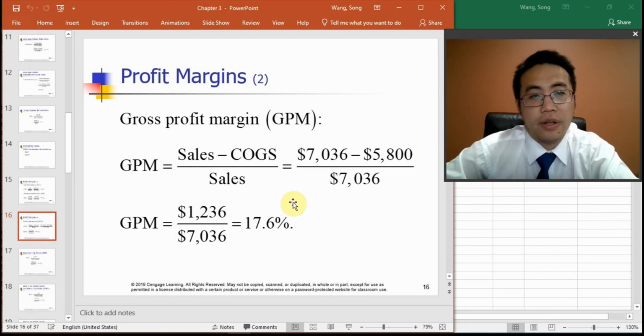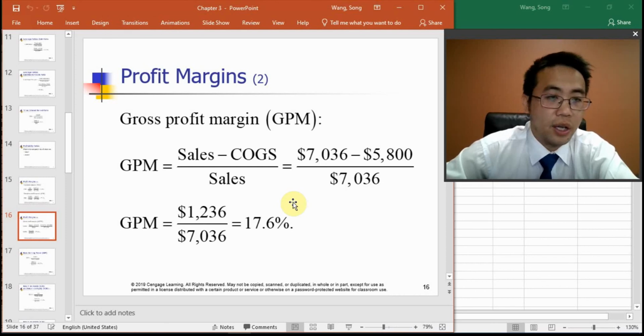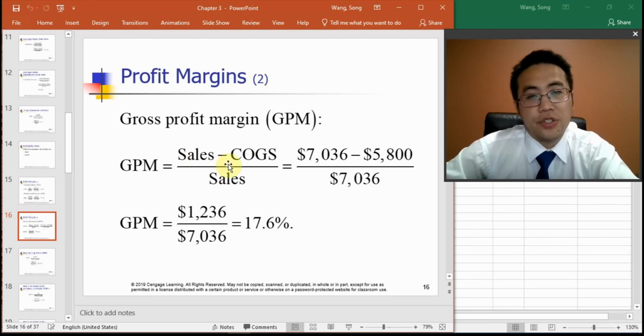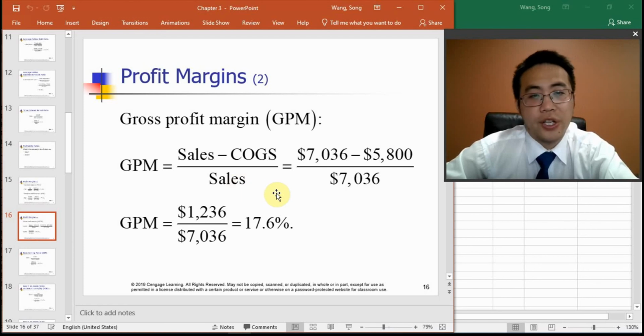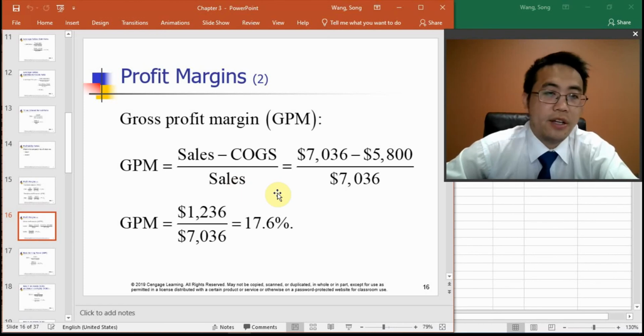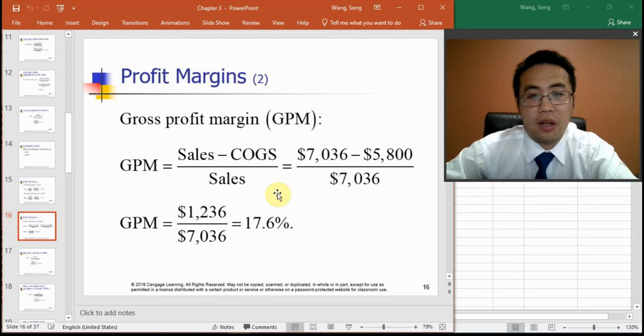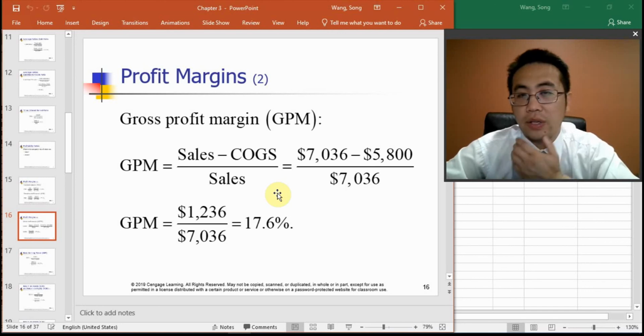Another important profit ratio is called the gross profit margin, which uses sales minus cost of goods sold. This is a variable cost, and this number increases according to the number of units you sell, just like the sales would increase if you have more units sold. What is special about this gross profit margin is it can be measured at the firm level, at the accumulated level for the entire company for the whole year.